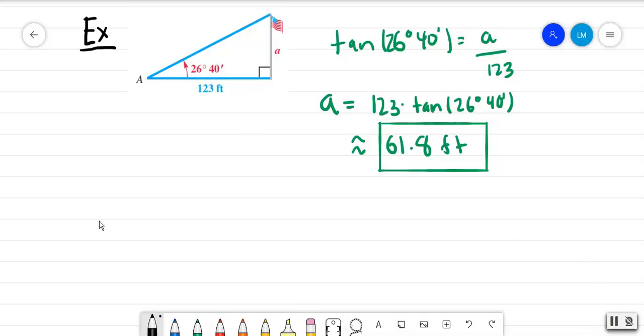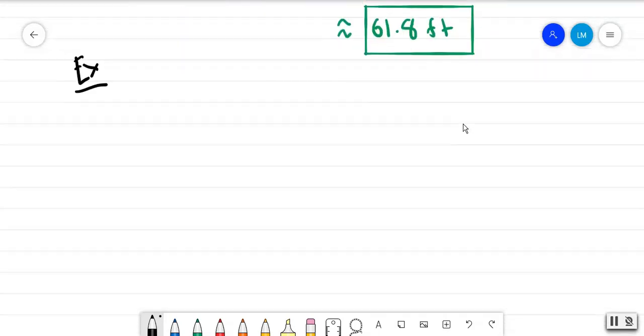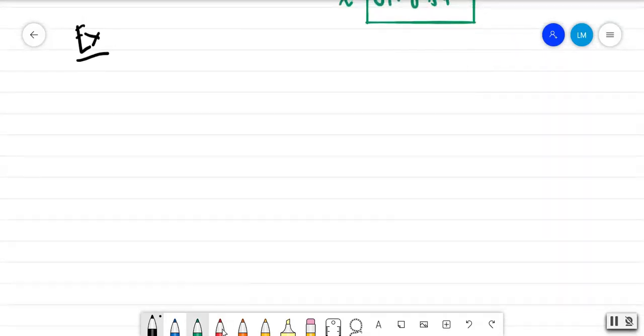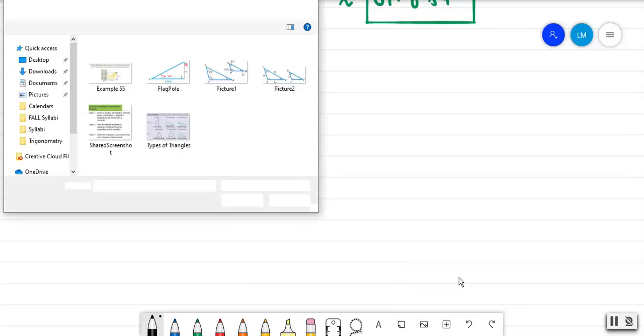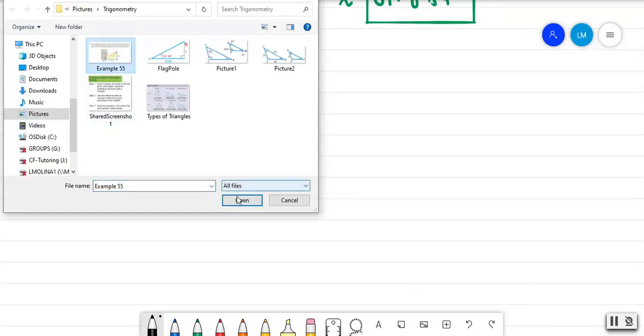So in this next example, let's go ahead and look at solving another example where we have either angle of elevation or depression. Let's go ahead and look at this following question.